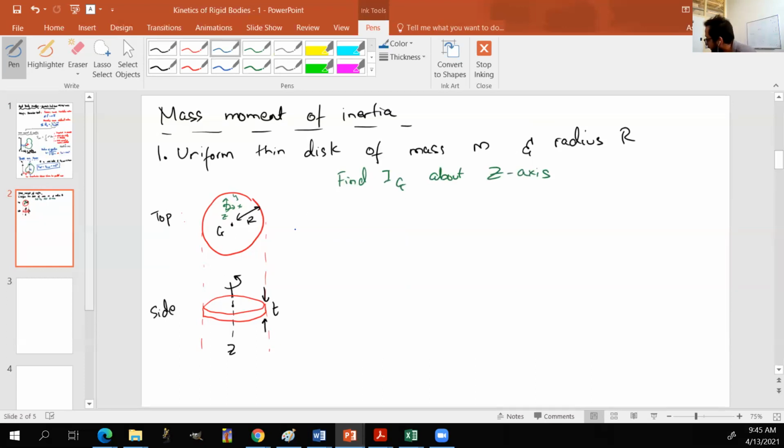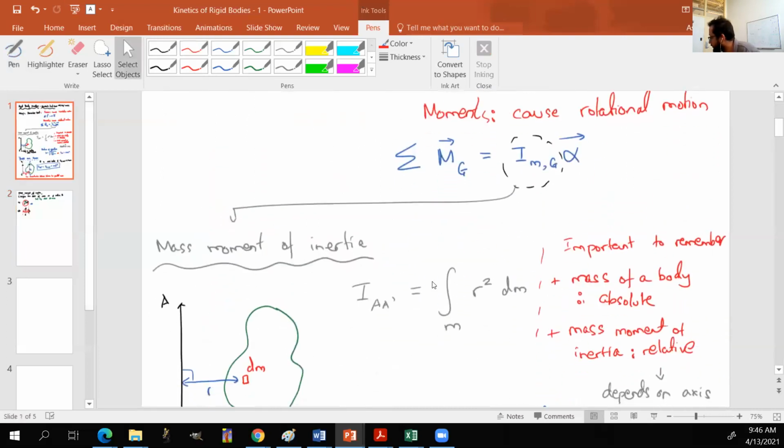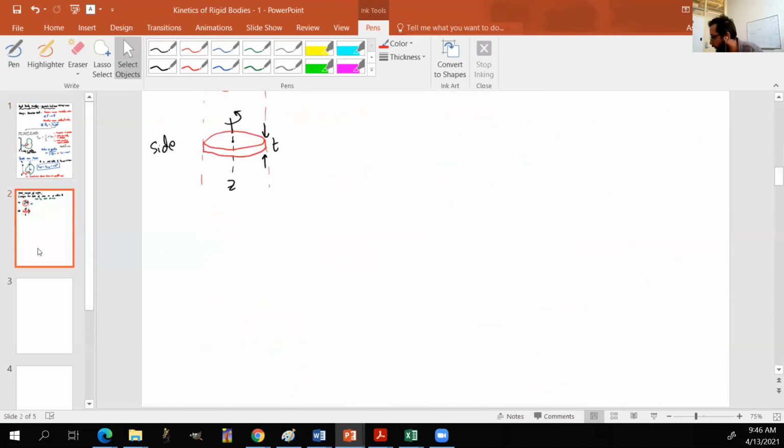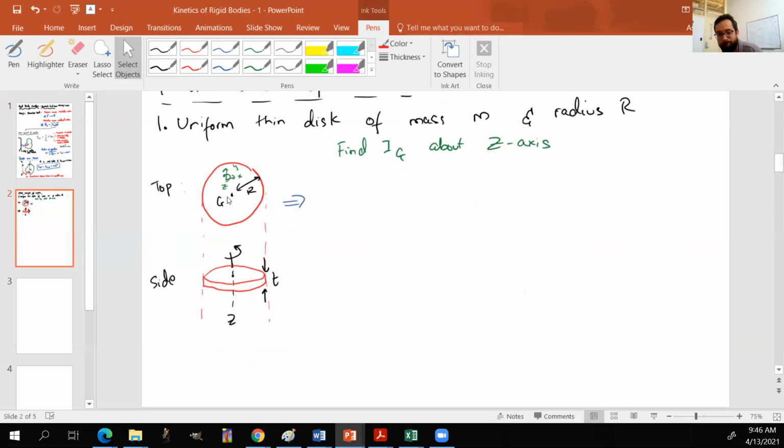All right. Experts at statics, what do we do to figure this out? Anyone have any ideas? We wouldn't take the moment, would we? No, no. You're going to use this expression here. You're basically going to do r squared dm and integrate it over the whole volume about G.